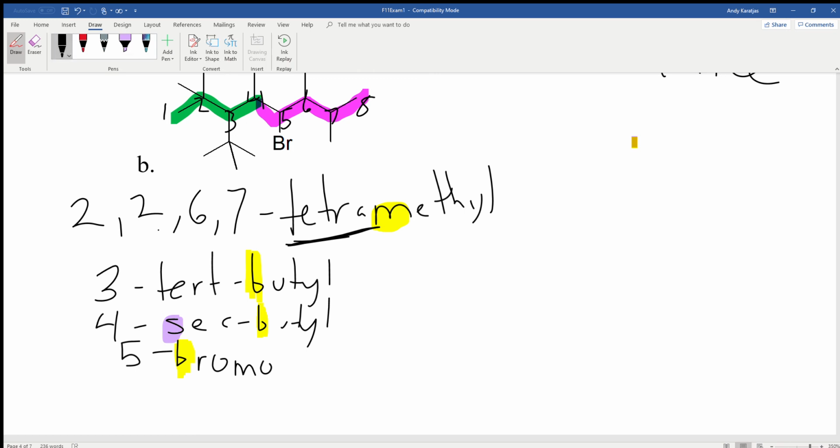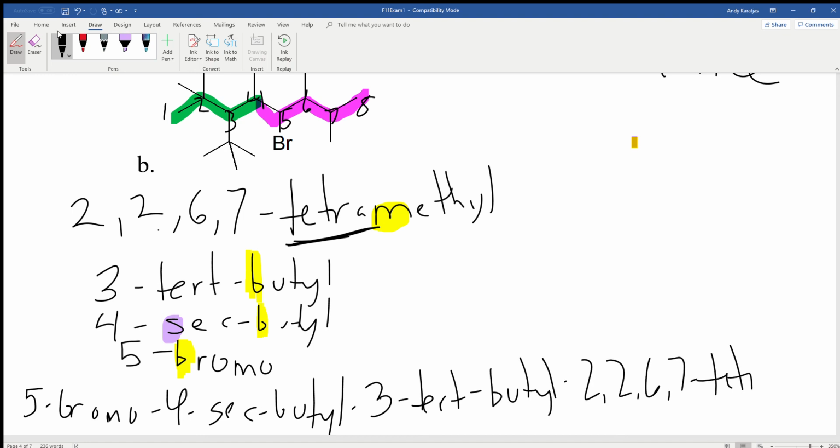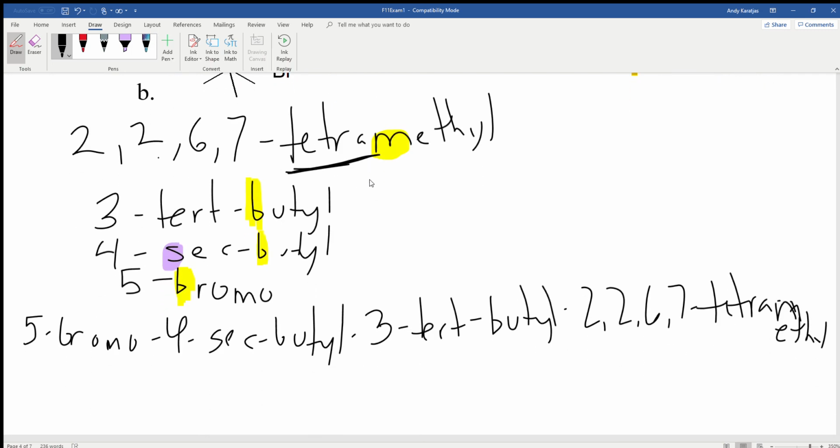Now that we know the correct order, we can write out our name. 5-bromo, 4-sec-butyl, 3-tert-butyl, 2,2,6,7-tetramethyloctane.